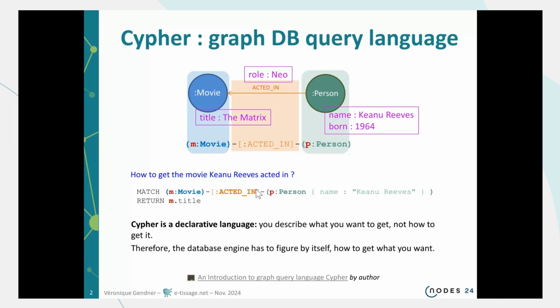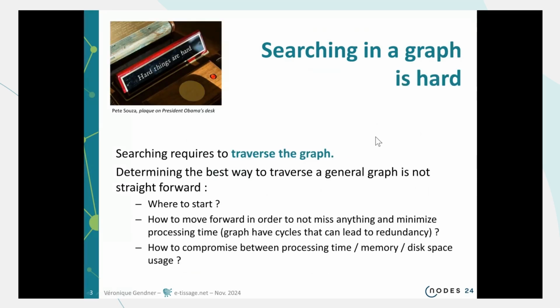That is basically you draw a graph pattern and the database engine has to figure by itself how to get it for you. This is very easy and comfortable at first because you can get results without minding how things work under the hood, until one day you write a query that does not terminate and you don't know what to do. As a matter of fact, searching a graph is a hard thing to do.